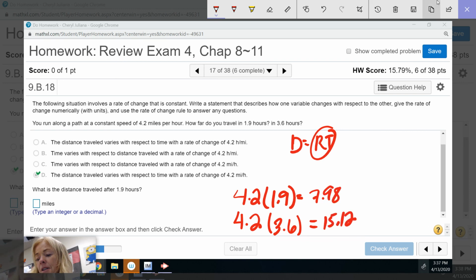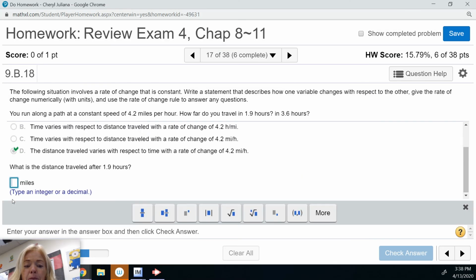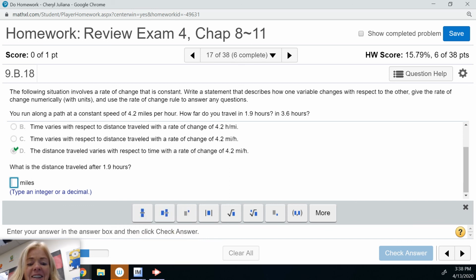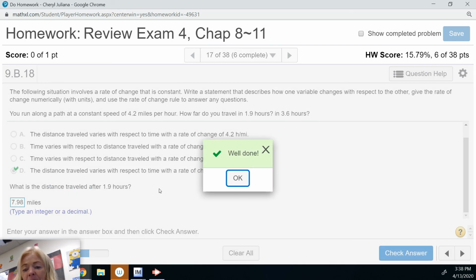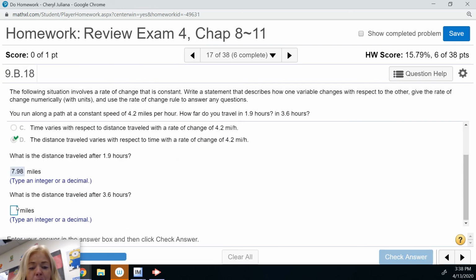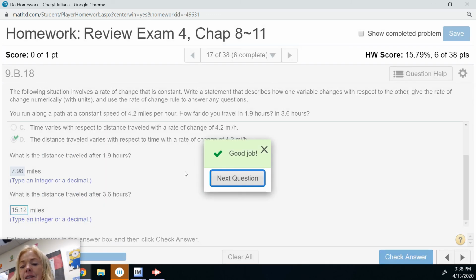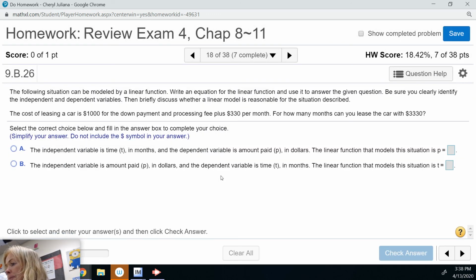All right, I'm just going to type them in. It says type an integer or a decimal. So for 1.9 hours, 7.98, I'm just going to put in. And then the last one was 15.12. All right, that's how you would do that problem.